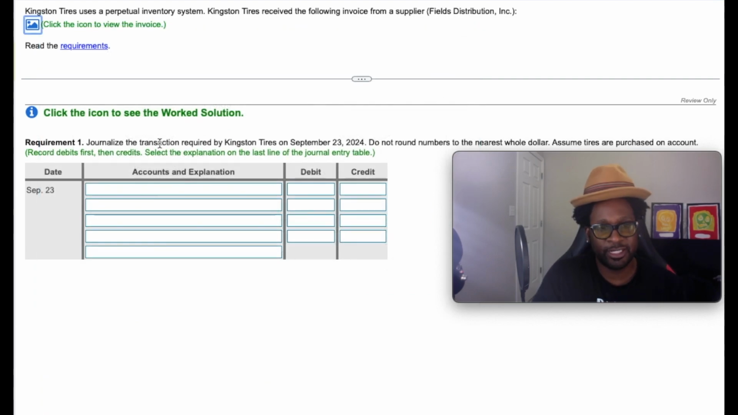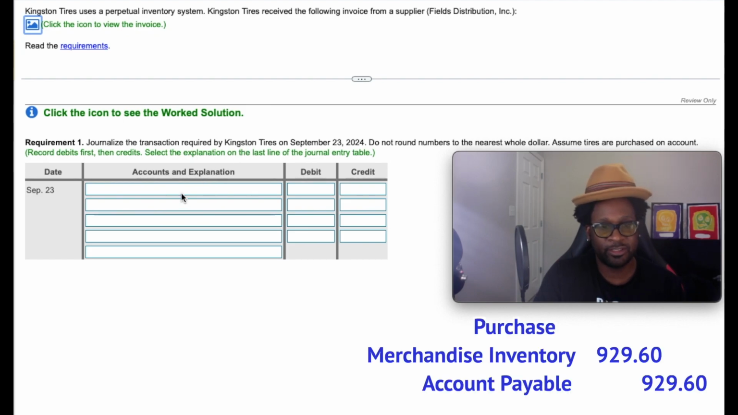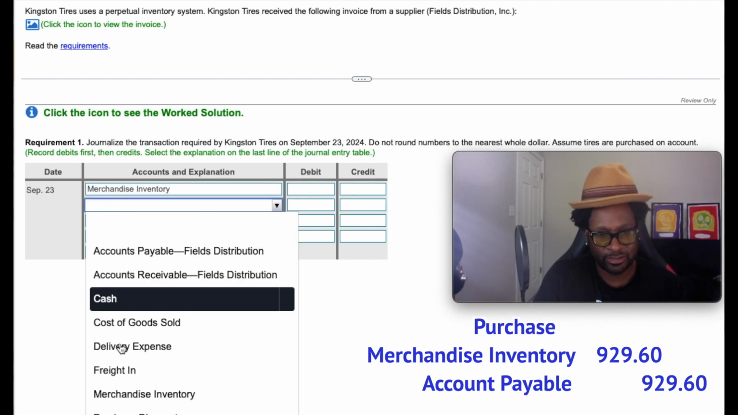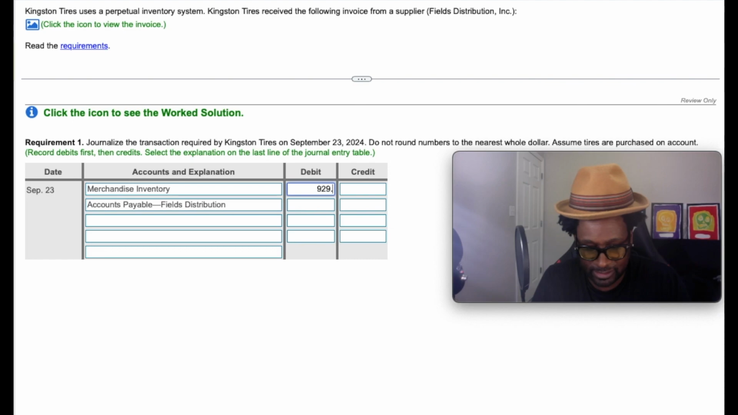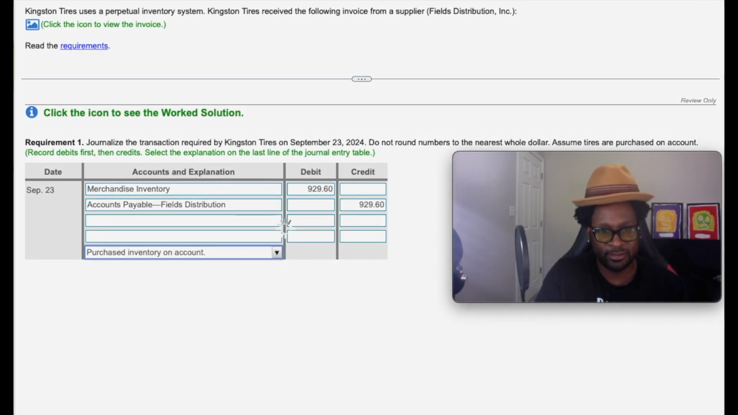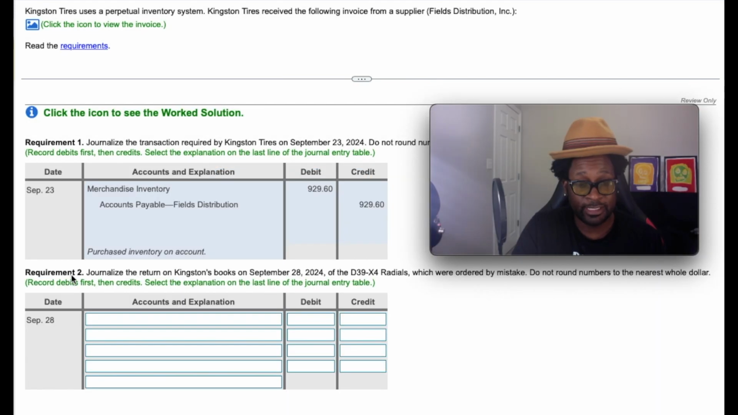So they want us to journalize the transaction required by Kingston, which is us, the purchasers, on September 23rd. So based on the invoice, we know that we purchased the items on September 23rd and we bought it on account. So we're going to debit inventory and credit accounts payable for the full amount, $929.60. We're going to check the answer. Nice work, gang.